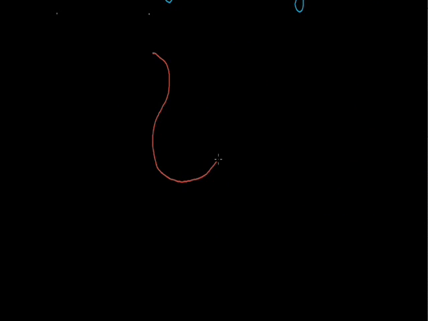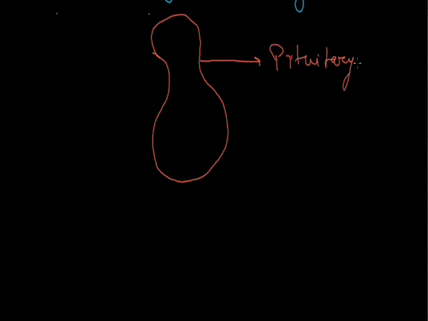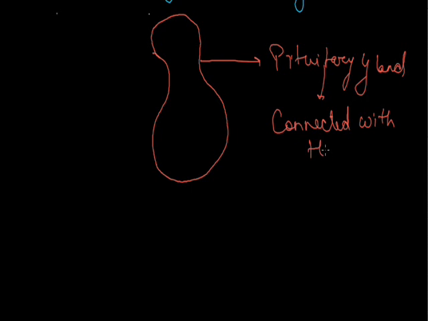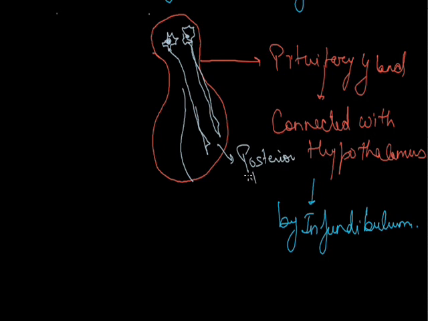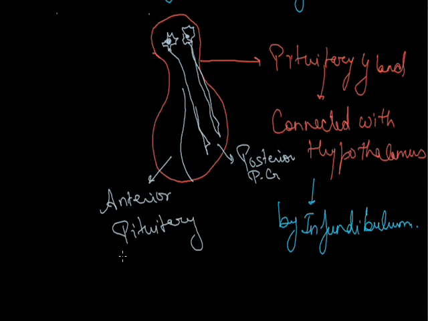You see the structure of the hypothalamus as well as the pituitary gland. This is the pituitary gland, where it is connected with the hypothalamus by the infundibulum. Here is the neuron from the hypothalamus connecting inside the posterior part of the pituitary. This is the posterior pituitary gland. This is the anterior pituitary gland.